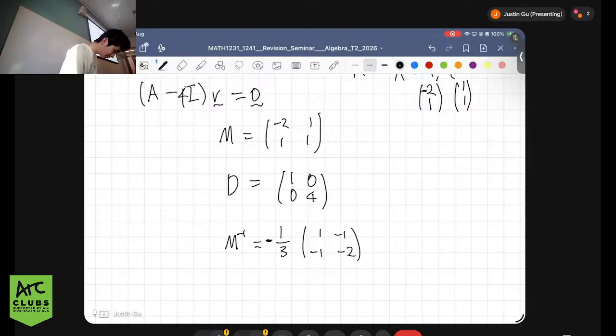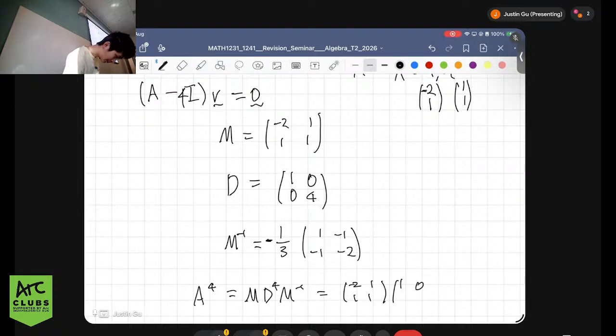Anyway, so we want A to the 4, so that will just be M times D to the 4 times M inverse. So if we calculate that, that's going to be negative 2, 1, 1, 1, 0, 1, 0, 0.